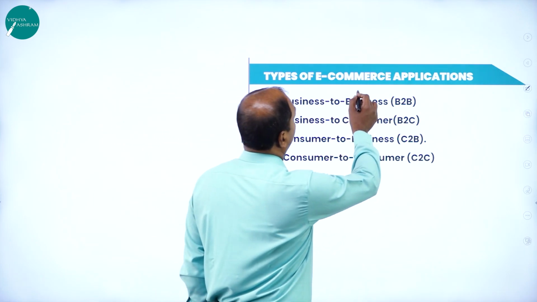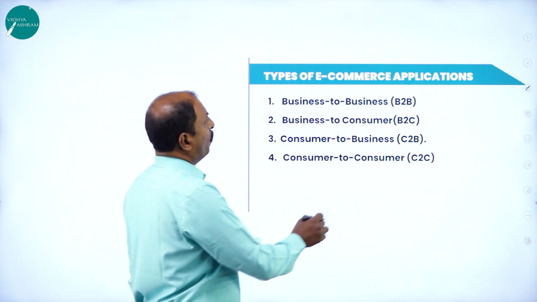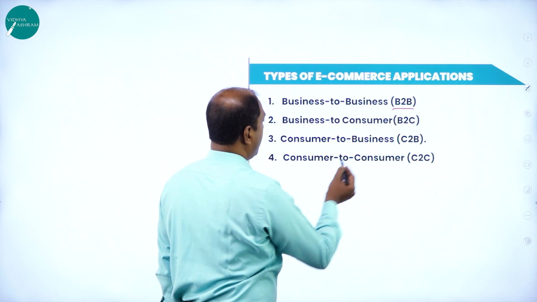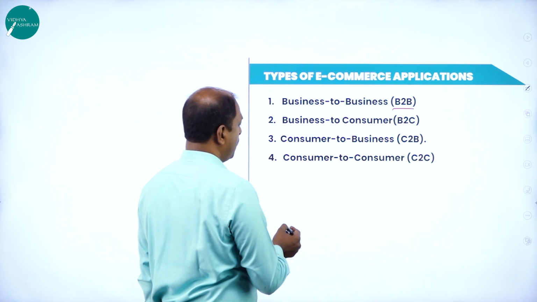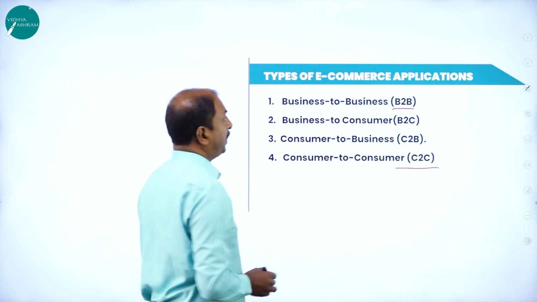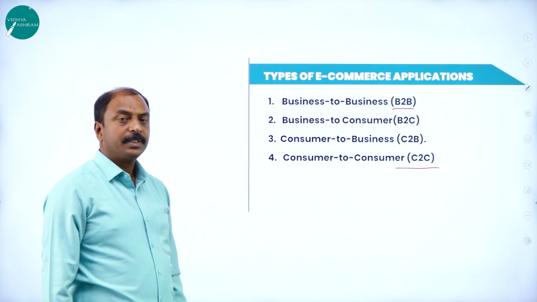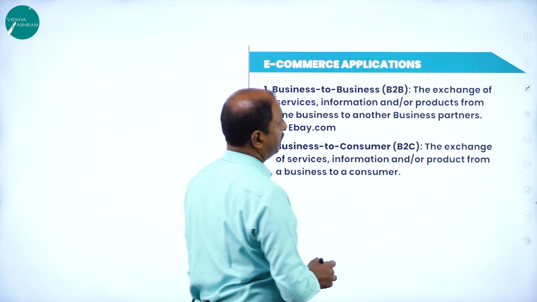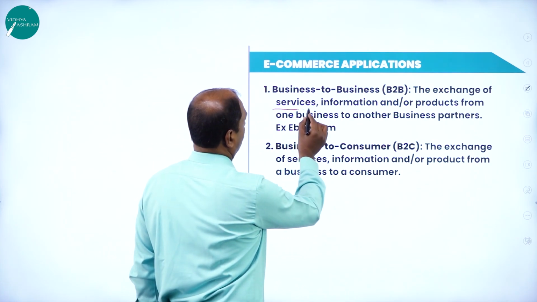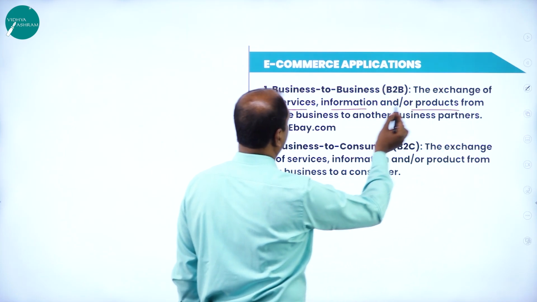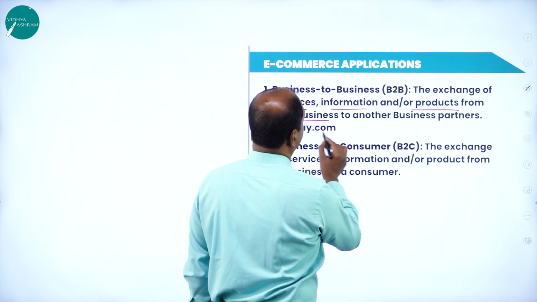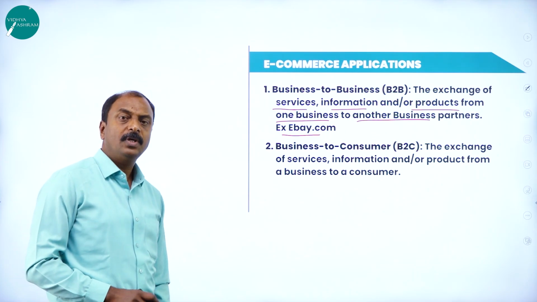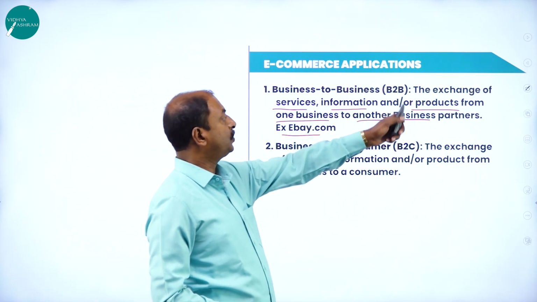Next, we will see what the different types of e-commerce applications are. One is B2B, that is business to business; business to consumer, B2C; consumer to business, C2B; and consumer to consumer, C2C. These are all different types of e-commerce applications. Now let us see the first one. What is B2B, business to business? Here, the exchange of services, information or products, nothing but business, from one business to another business partner is called business to business. So it is one business to another business, that is B2B.